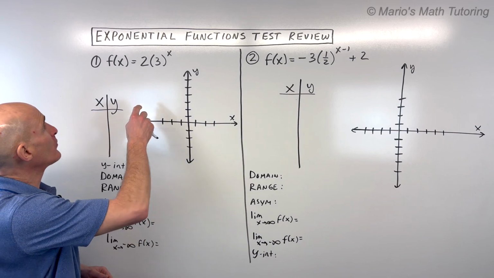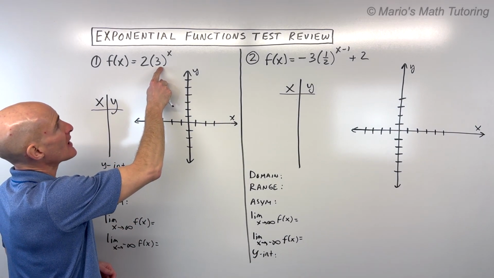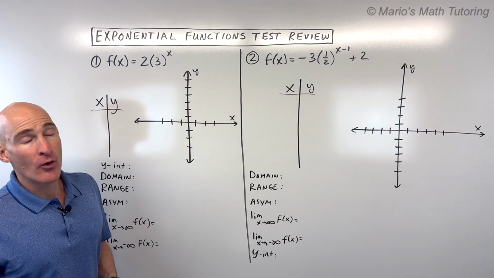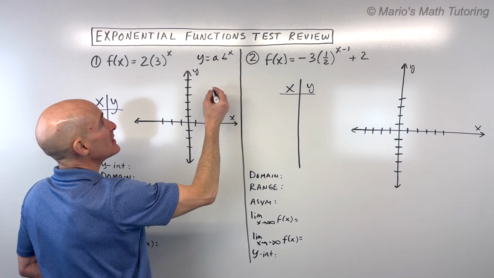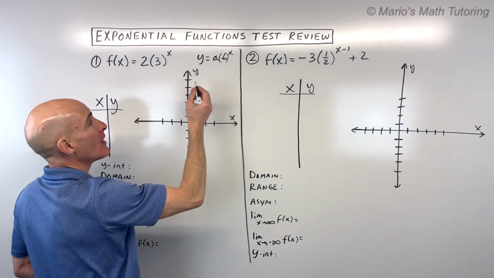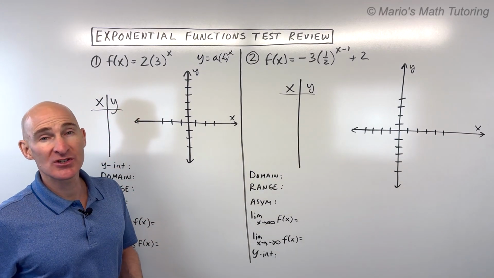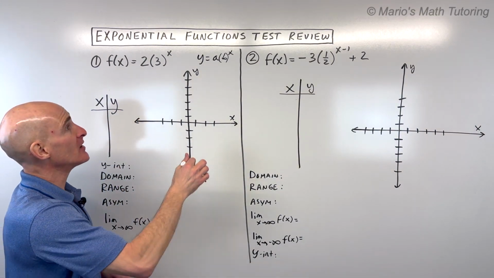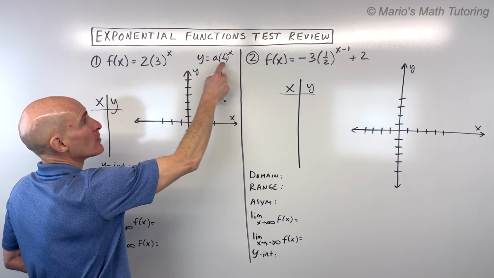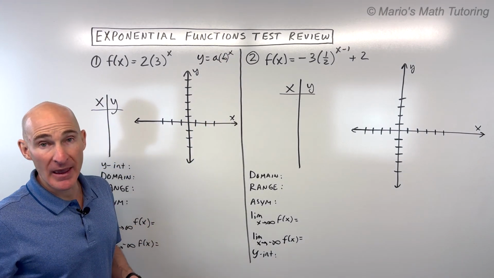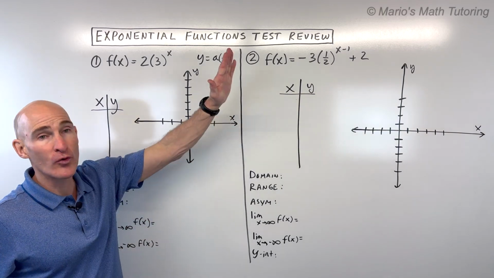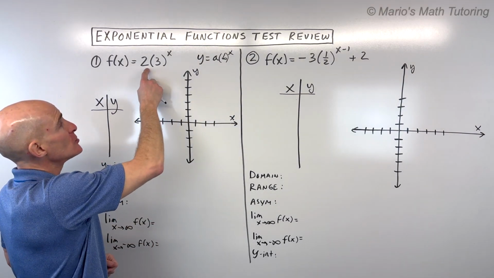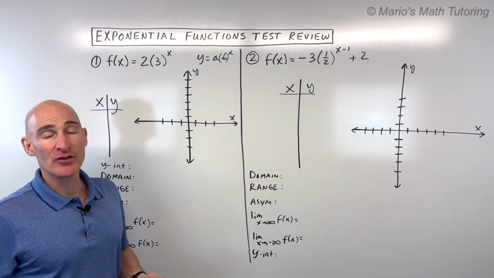So the first one, we've got f of x equals 2 times 3 to the x power. Now, notice that this is in the form y equals ab to the x power. When you see that variable in the exponent position, that means it's an exponential function. This number right below the exponent is referred to as our base. And remember, if the base is greater than 1, this is going to be an exponential growth function. The 2 is going to be a vertical stretch by a factor of 2.